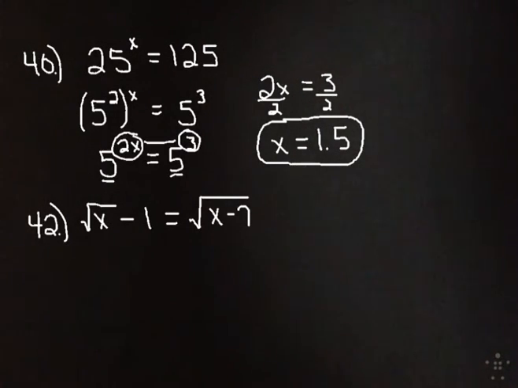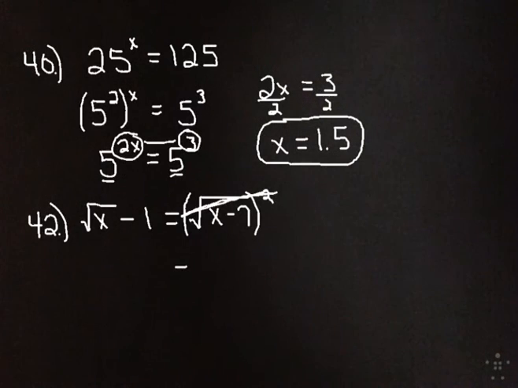And then moving on to question number 42, you have the square root of x, and then you have minus 1, and the minus 1 is not under the radical, is equal to the square root of x minus 7, which everything is under the radical. What I'm going to try to do is square both sides, and the reason I want to do that is because squaring gets rid of that square root.